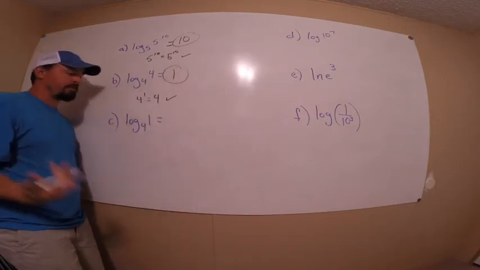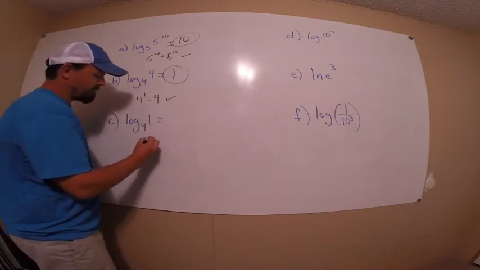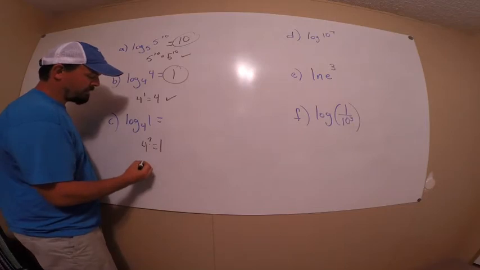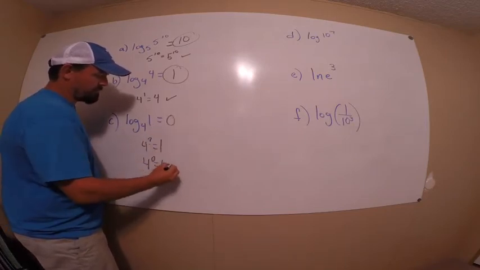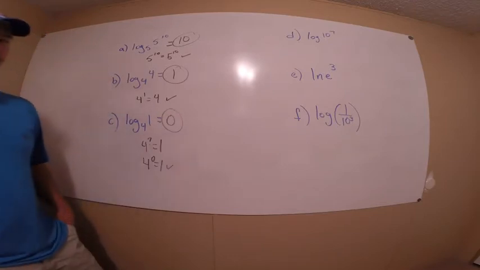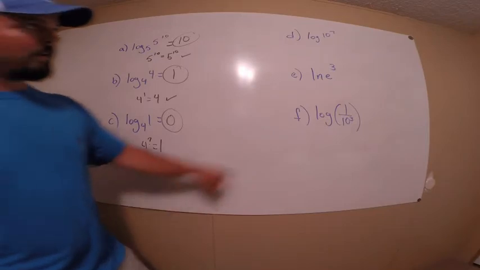Or you could just use your properties. 4 to the what is 1? 4 to the 0 is 1. So your correct answer would be 0. Okay? These are really, really simple.